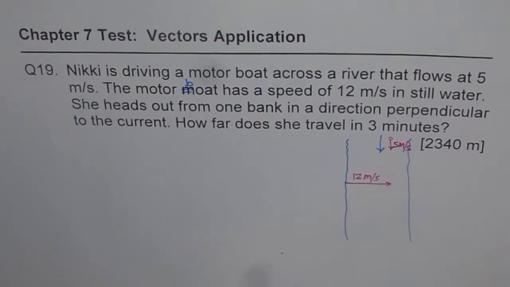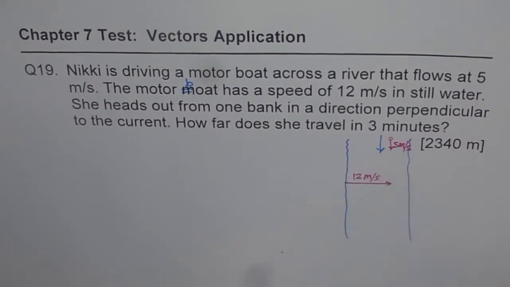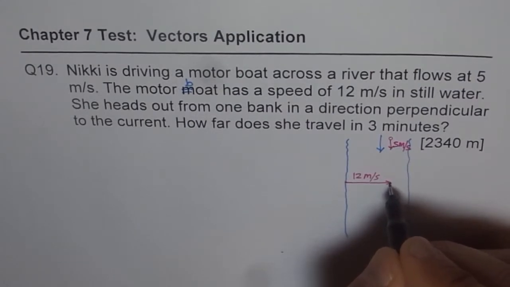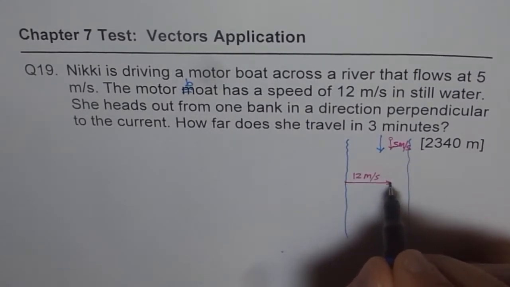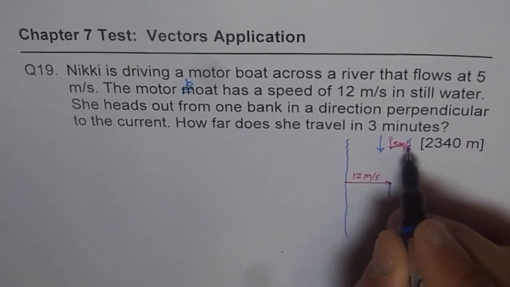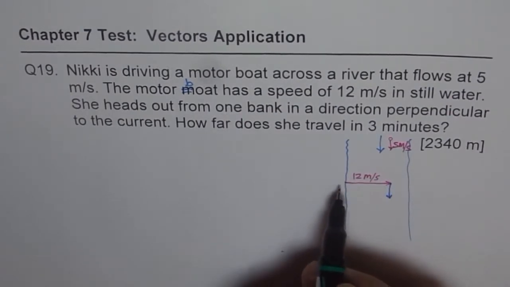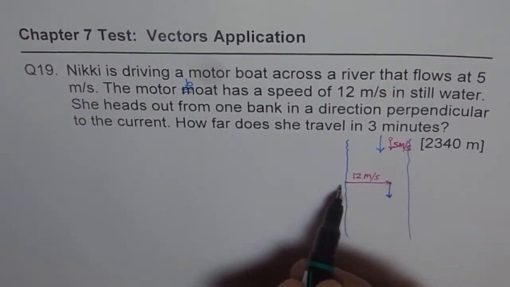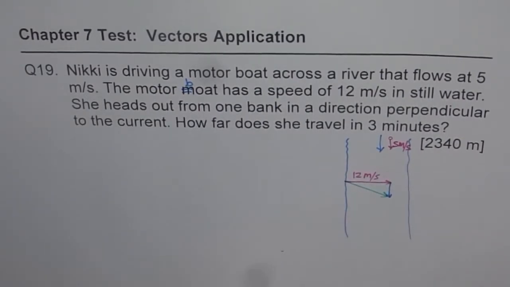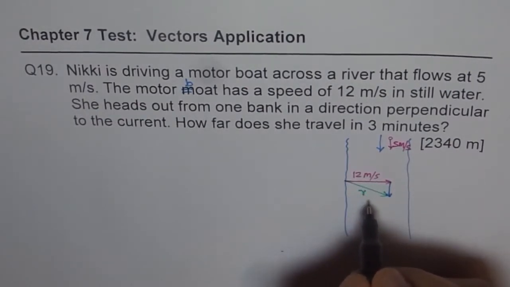As Nikki heads out, she moves perpendicular. The river is going to push her downwards, right? So that means if she moves 12 meters per second here, then the river is going to move her downwards with a speed of 5 meters per second. Do you see that? With the result, she's actually not going to go in the perpendicular direction. She will not go directly across. She will actually land somewhere down like that. So that becomes the resultant. You see that? That's the resultant.